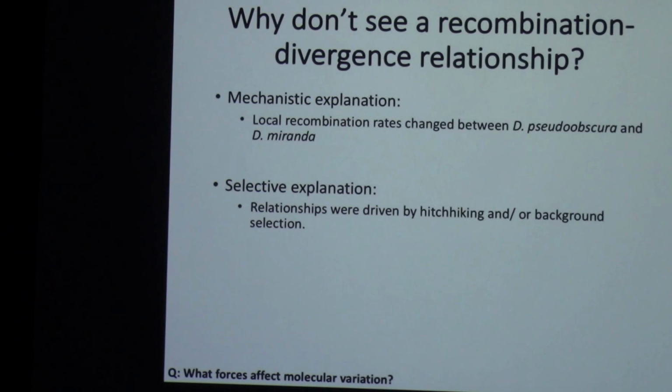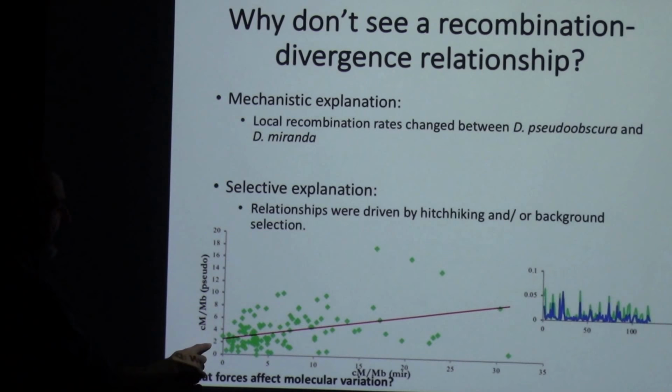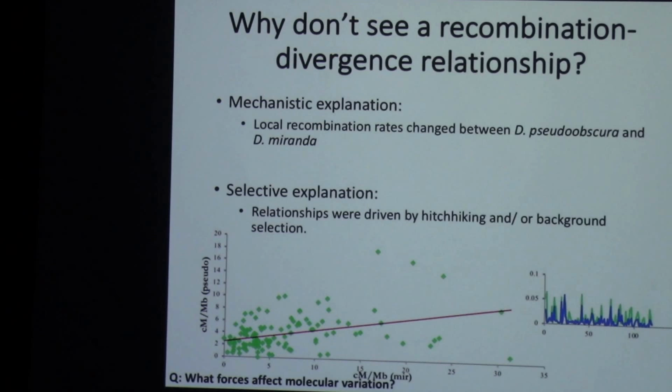So what we did is, now this is a regression of recombination rate in pseudoobscura to recombination rate in Drosophila miranda. We just picked those ones as close as possible to the regression line. So those are ones that we know are basically almost exactly the same recombination rate in pseudoobscura as they are in miranda.